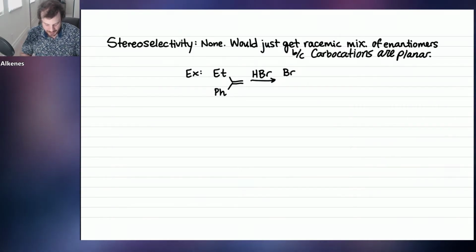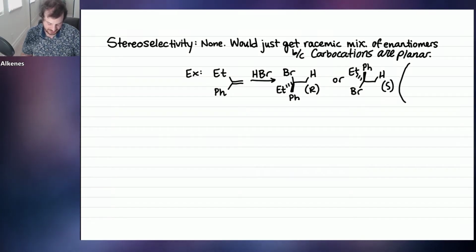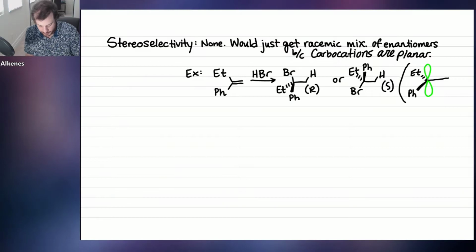We can either get the product where the bromine adds from the top, that would be R, or we get the option where bromine adds from the bottom, and you can convince yourself that this would be S. And the reason for that is that one of the intermediates in the reaction is the carbocation. So I'm trying to draw this sort of perspective view where we have a carbocation intermediate that looks like this, empty p orbital. And our nucleophile, Br, can either attack from the top or the bottom. And so that's why we get both enantiomers forming.